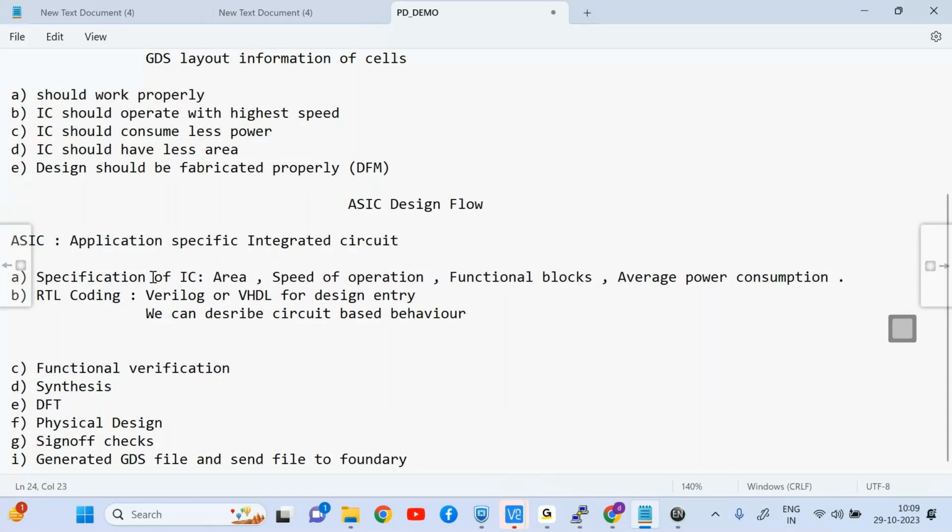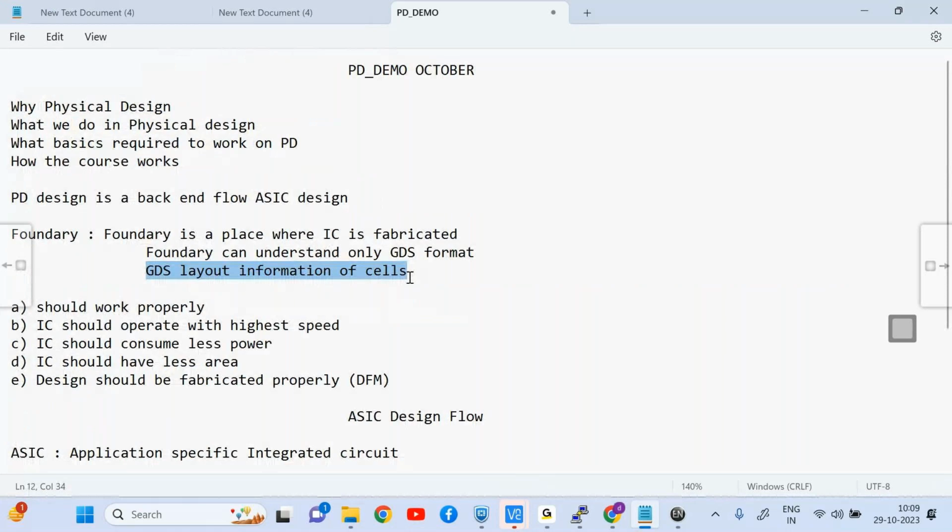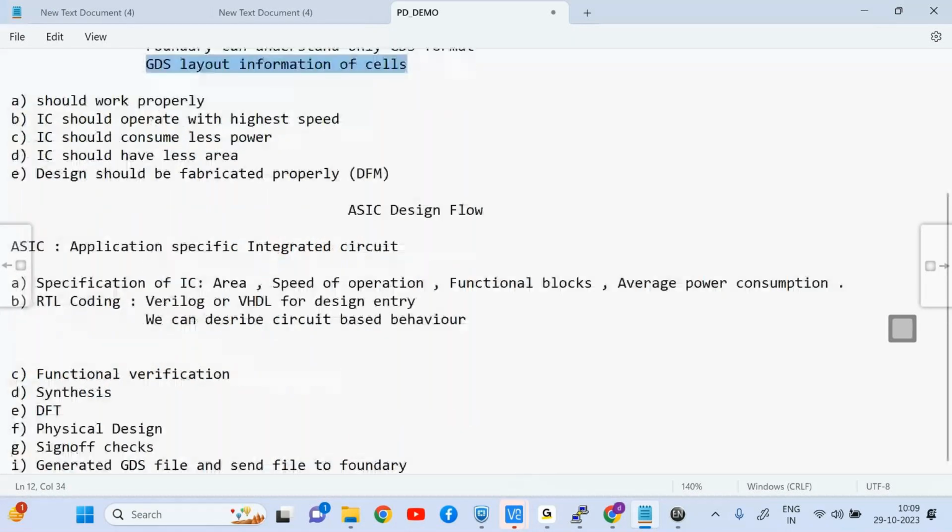Oh, Pratik, you got it? What I did at the beginning, whether you got it? I just told that the Foundry can understand only GDS information, and GDS has layout information. Then we will see what inputs physical design engineers get and what information they are going to convert to layout. That we'll discuss.